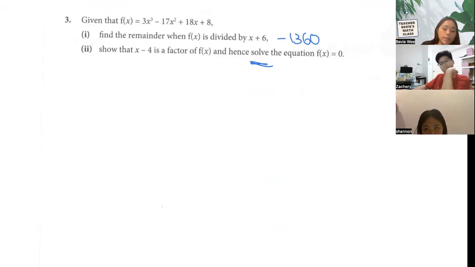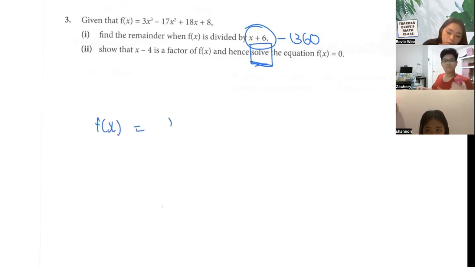Okay, this one very easy. So I want to solve it, but before solving it, I need to factorize it. What is the first factor I have? Or do I need to randomly sub in values to find? No, you already have 4. Can I use this or not? X plus 6? Cannot. That's not a factor. It leaves you a remainder, right? Of -1360. So f(x) equals x minus 4, blah, blah, blah.